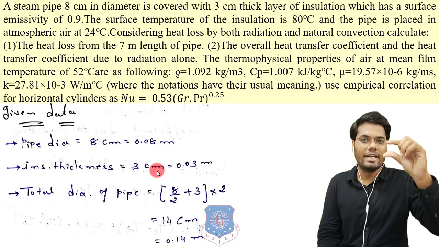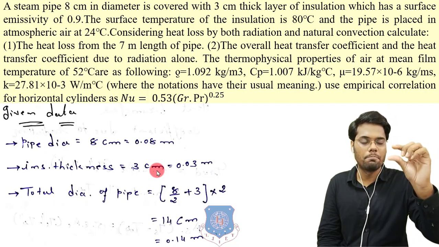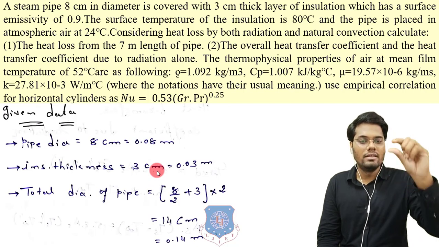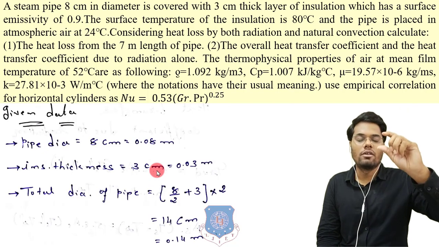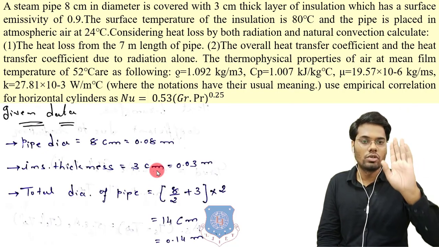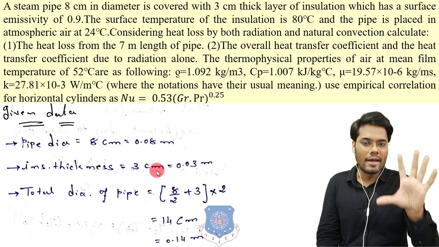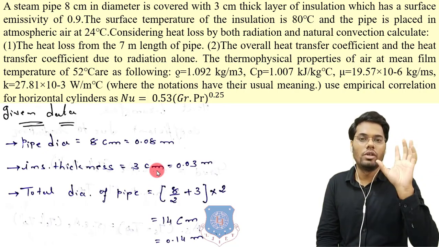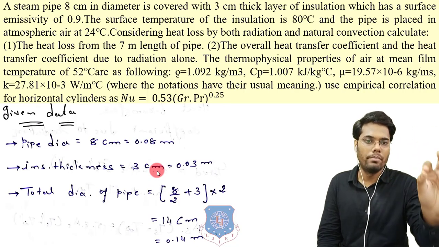So first the radius of the pipe, which is going to be 8 by 2, 8 is the diameter. So the radius of the base pipe is 4 cm. On that 4 cm radius there is a thickness of 3 cm of insulation. So the total radius is 7 cm, into 2, so the total diameter of the pipe with insulation is going to be 14 cm. So that is 0.14 meter.